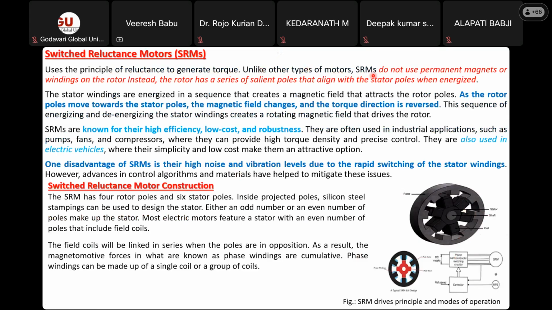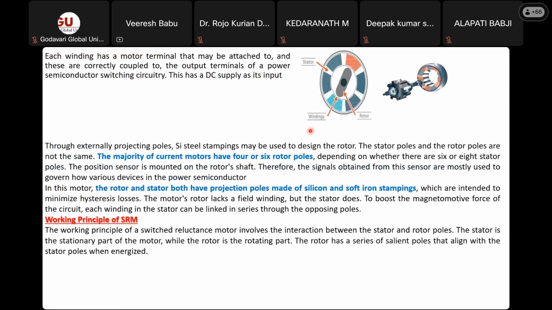Unlike other types of motors, switch reluctance motors do not use permanent magnets or windings on the rotor. The rotor has a series of salient poles that align with the stator poles when energized. This is the construction of a switch reluctance motor. Reluctance is nothing but the resistance to magnetic flux.